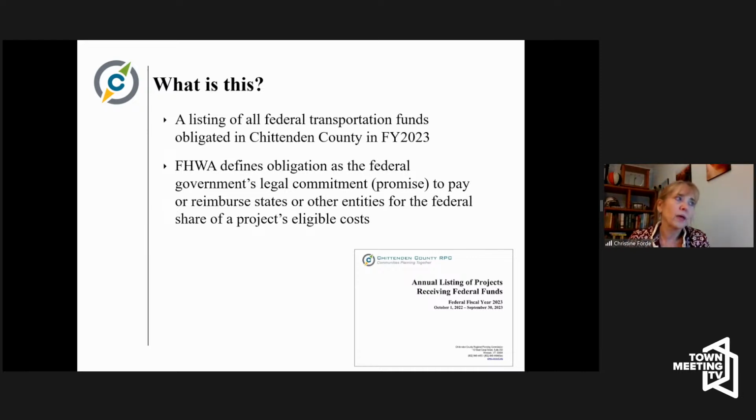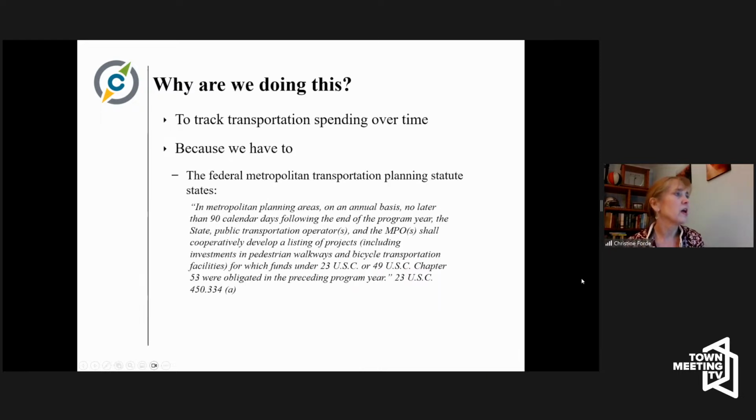Obligation is just a term that is used by Federal Highway Administration to define a process where funds are set aside for a particular project to then spend for design, right-of-way, construction. So obligation sort of happens before the phases of the project start. It's a little bit ahead of the actual spending of the project.